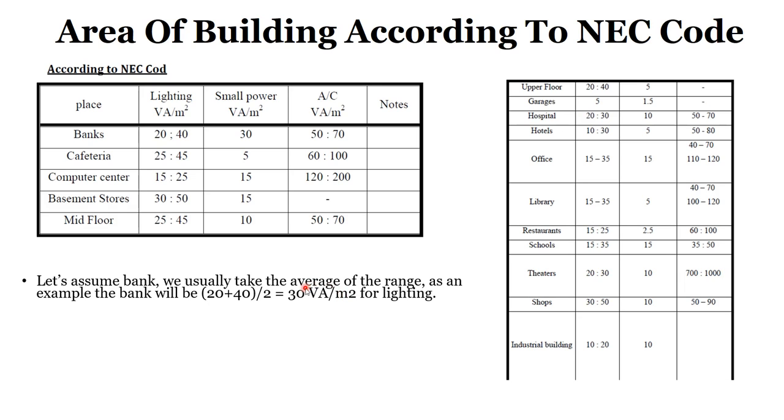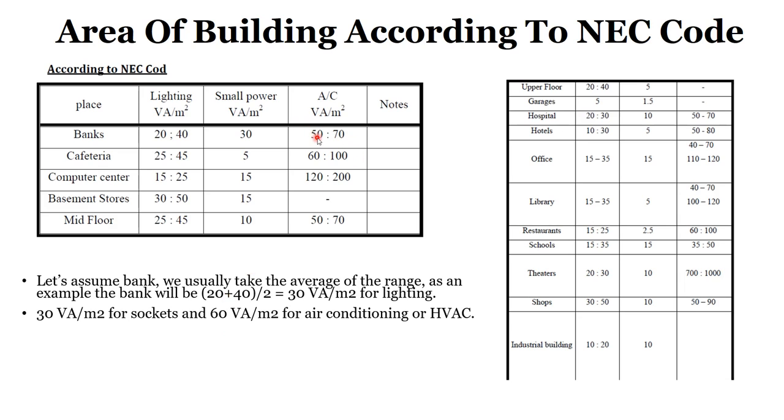Okay. Second, small power, as you can see here for small power or sockets, you can see 30 volt ampere per meter square. For air conditioning or HVAC system, we have 50 to 70 volt ampere per meter square. So we can select the average. 50 plus 70 is 120, divided by 2 is 60. So 60 is the average value here.